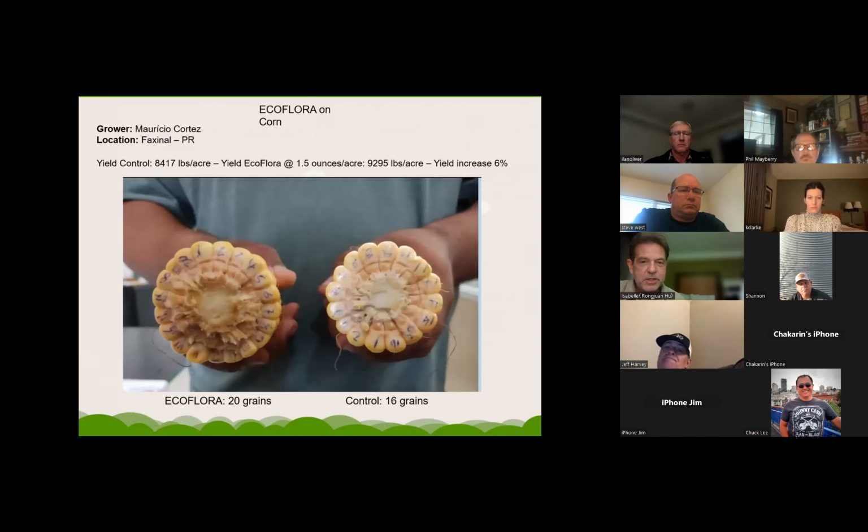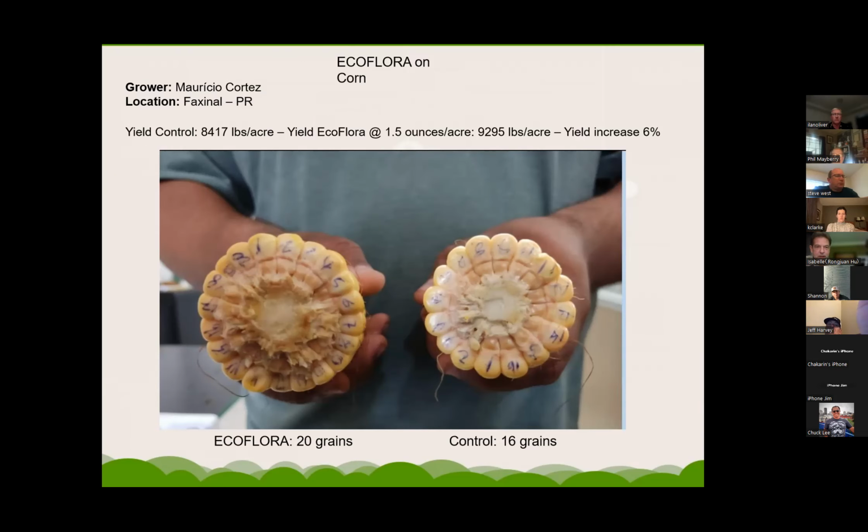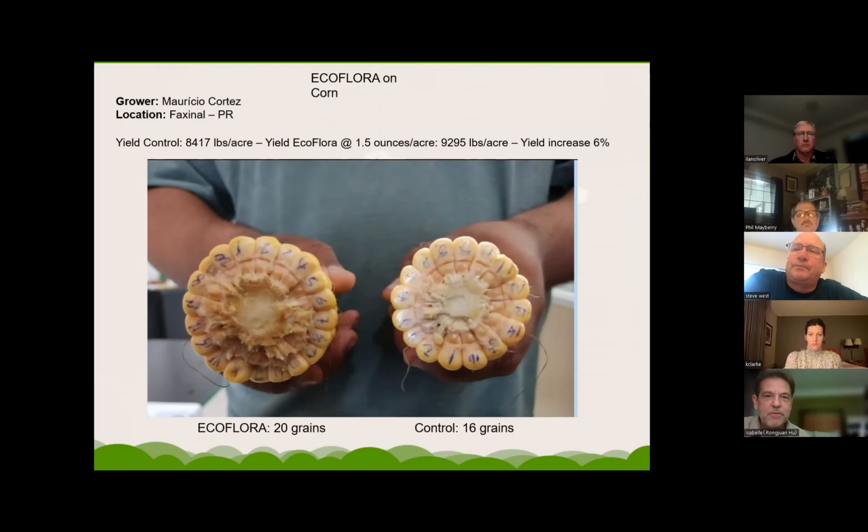This is results I just collected in Brazil. In this case, in corn, very low dose rate, 1.5 ounces per acre, one application. Yet, with one application, you got an increase in yield. I cannot see the percentage, but that was not what really surprised the growers. What surprised the growers was the number of rows of grains. 20 when we treated, only 16 in the untreated.